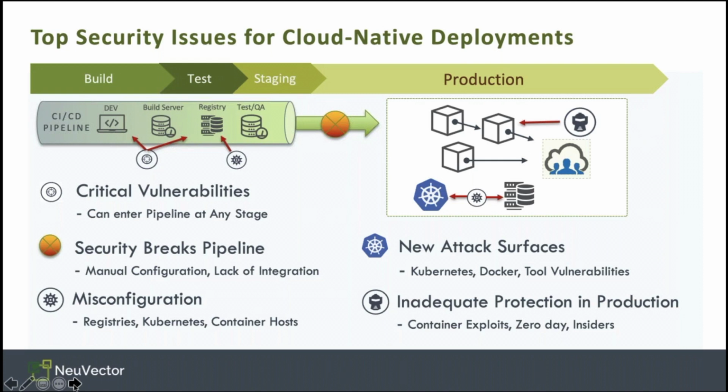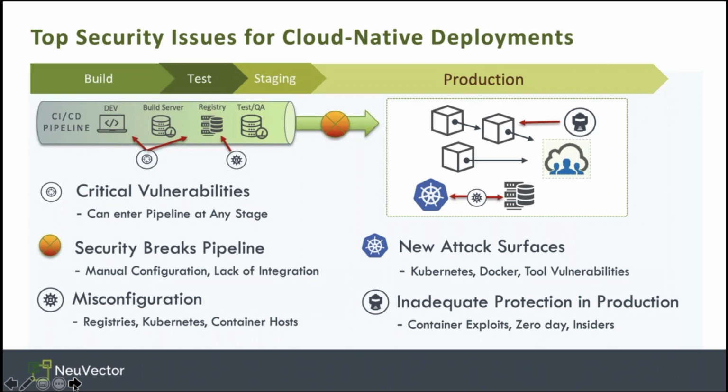Now, misconfigurations, whether in registries or your orchestrator or the hosts themselves, can also leave your infrastructure open to attack, as the well-publicized Tesla hack that was done on a Kubernetes console to install crypto mining software a couple years ago.